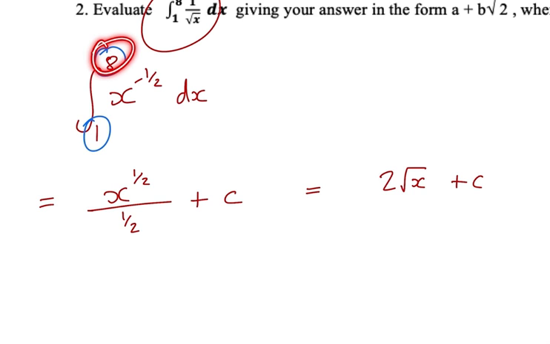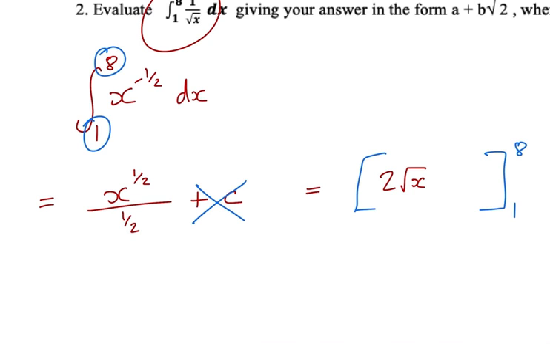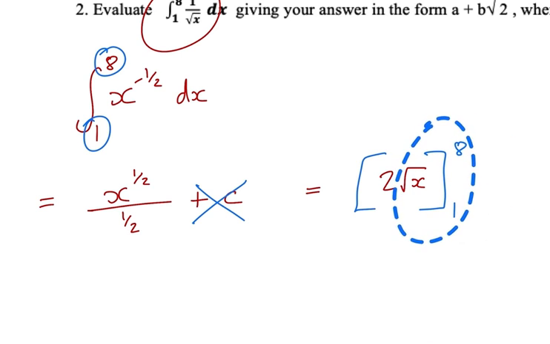Now, because we have these limits, this is what's called a definite integral. And so we have a slightly different procedure. Firstly, we put some square brackets around our answer. Secondly, we no longer need this plus c, so I'm actually just going to remove that. And thirdly, we put our limits at the top right and bottom right of our square brackets, so like this, 8 and 1. And I'm just going to move this a little closer.